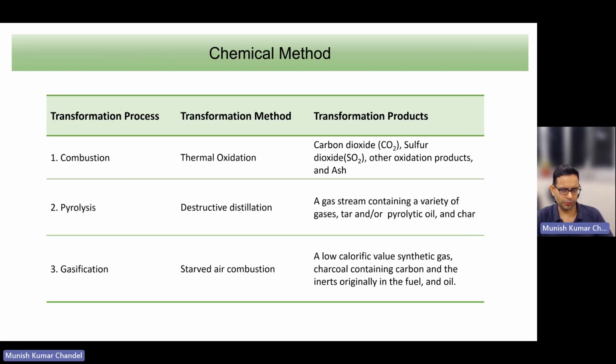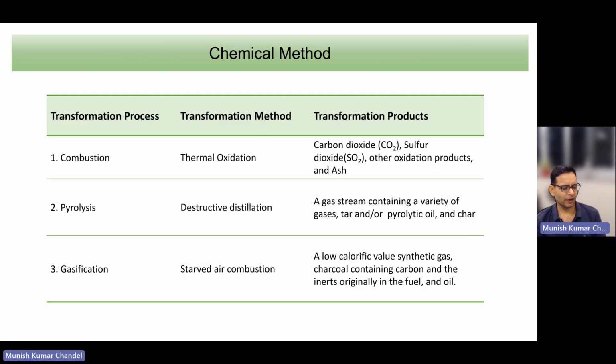Similarly, in terms of chemical methods, the most widely used chemical method for municipal solid waste is combustion. As you all are aware, combustion is basically a thermal oxidation process. In this process, you oxidize your municipal solid waste and eventually convert it into carbon dioxide, sulfur dioxide, and other oxidation products. And the residue remaining is ash. So basically, it's a complete combustion. This is also called incineration.